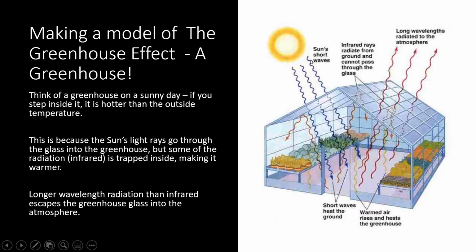The rays of light from the sun come in, they bounce off the floor, they bounce off the vegetation, so the plants inside. And actually, some of this radiation loses energy, and it bounces off. Most of it hasn't got enough energy to get out again. So the infrared radiation, which has less energy than the visible, is trapped inside the greenhouse.